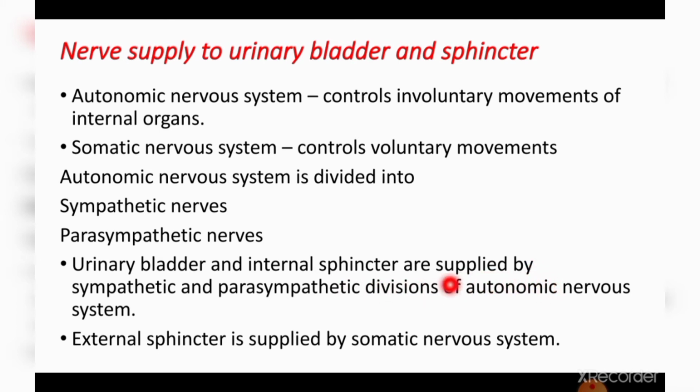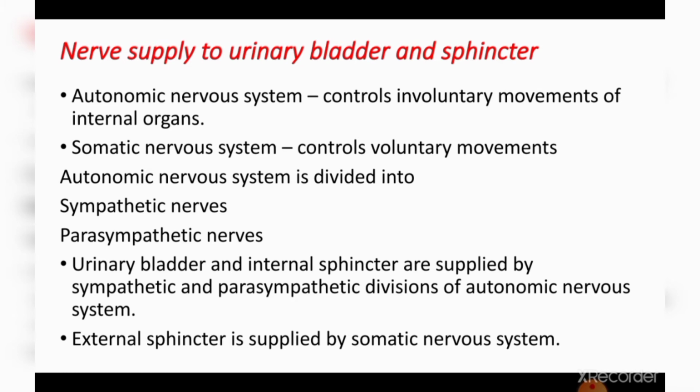And coming to the external sphincter, it is supplied by the somatic nervous system, which is under our control. So in the process of urination, only the external sphincter is under our control as it is supplied by the somatic nervous system, whereas the urinary bladder and the internal sphincter are not under our control as they are supplied by the autonomic nervous system.